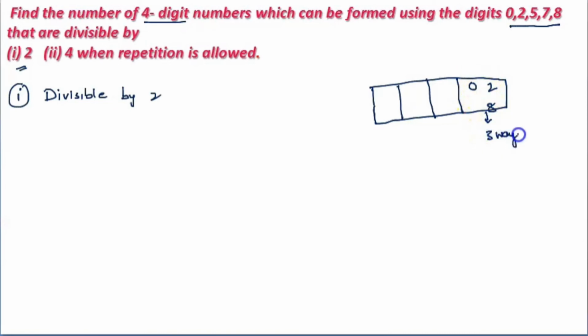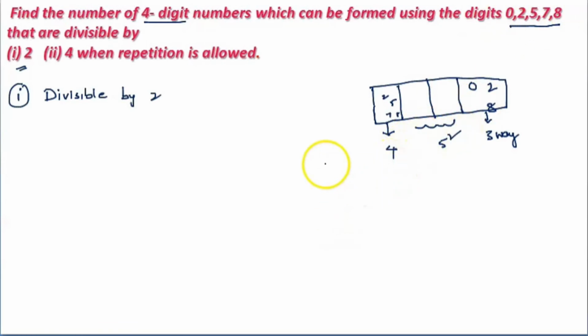This is my first work. What is the second work? The first place must not be 0. It should not be filled with 0, so it can be done with 2 or 5 or 7 or 8 in 4 ways. There is no restriction for the remaining 2 places. Since repetition is allowed, 5 numbers are there for 2 places, 5 square ways.